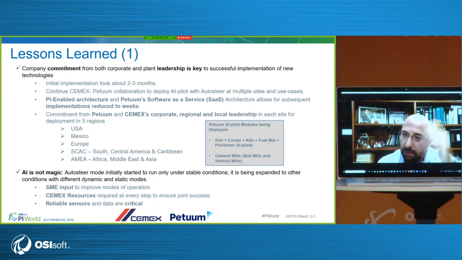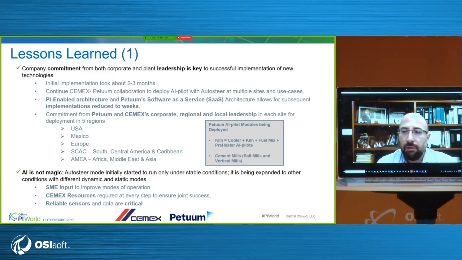We already have plans to continue our regional deployment. We are already successfully working in two of our regions, and we're moving forward with Europe next month, and we expect to start South America and EMEA by the end of the year.